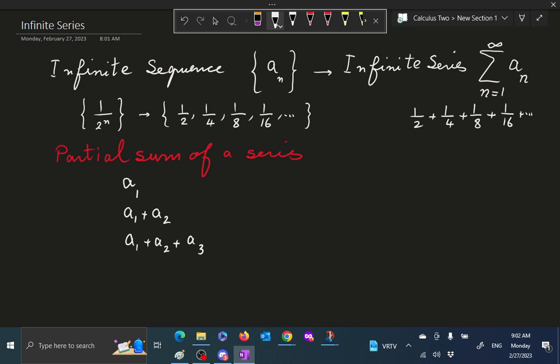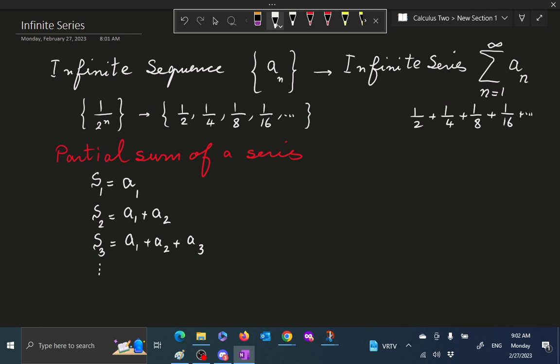So we label these things. Perhaps we call this thing S sub 1, and this one S sub 2. This one we call S sub 3. So this is going to be the first partial sum. This is the second partial sum. This is the third partial sum, and we keep going.